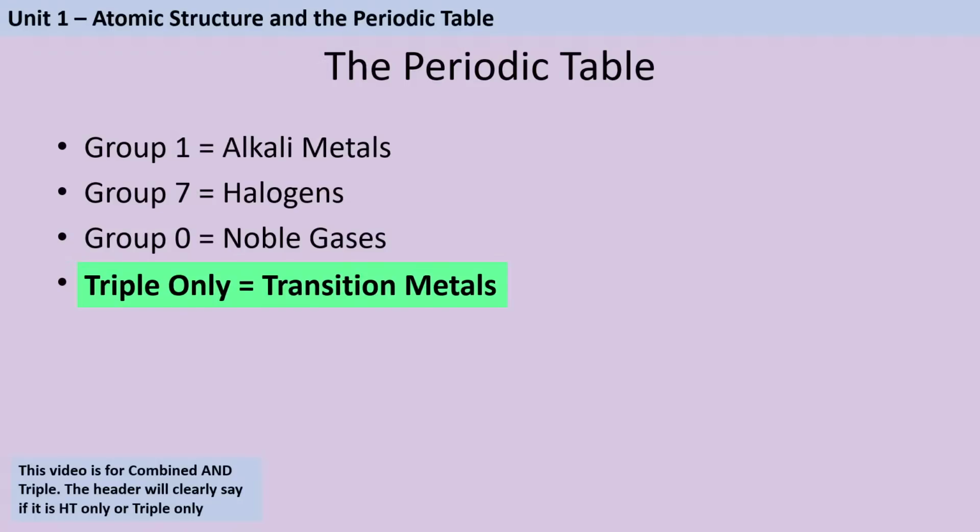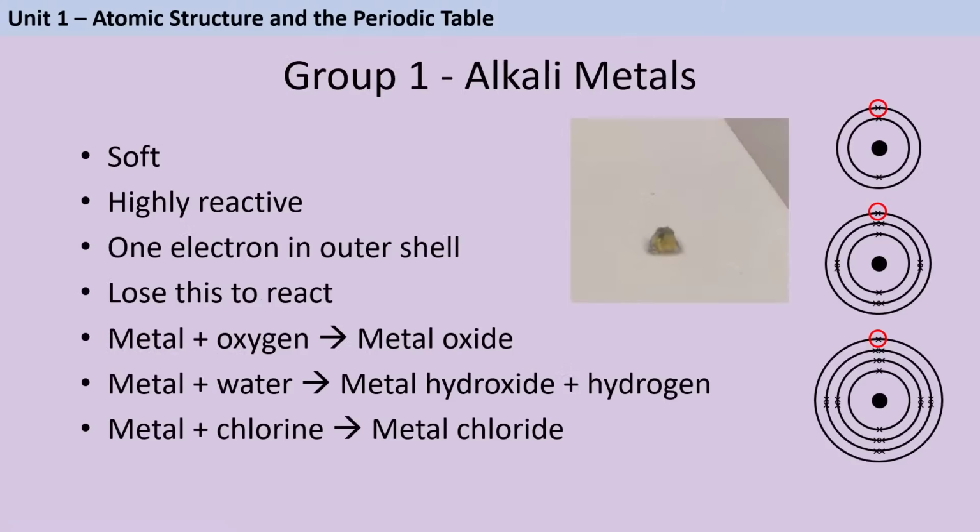Right, next up, you need to know about different parts of the periodic table. If you're doing combined science, you need to know about the alkali metals, the halogens, and the noble gases. And if you're doing triple science, you also need to know about the transition metals. So alkali metals first. We know that these are very, very soft, particularly when compared to the transition metals. They're so soft that I'm actually able to cut this one with my scalpel.